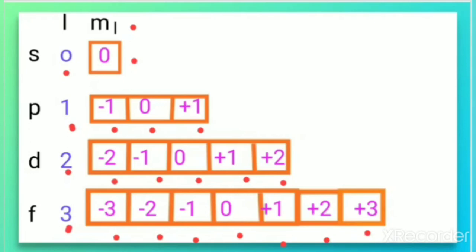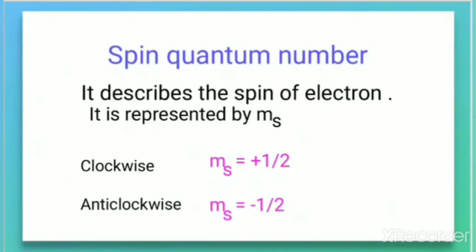So these are the quantum numbers which we have discussed: the principal quantum number, L the azimuthal quantum number, and ml the magnetic quantum number. The next is the spin quantum number. It describes the spin of the electron, because electrons are in a spin, either in the clockwise direction or in the anti-clockwise direction. It is represented by ms. If the electron is in clockwise spin, then the value of ms is +1/2, and if it is anti-clockwise, then ms is equal to -1/2. Thus the spin of an electron can be determined by the spin quantum number, that is +1/2 for clockwise spin and -1/2 for anti-clockwise spin.